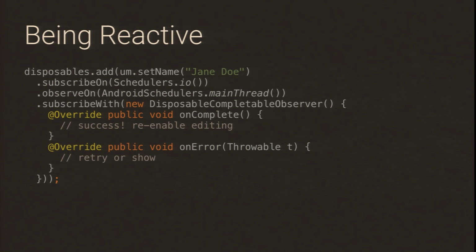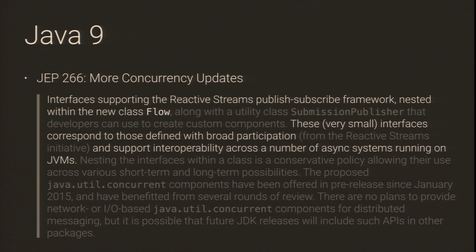leak the enclosing object. Okay, so I want to talk a little bit, really quickly, about Java 9. Java 9 has a JEP, which is actually complete, called More Concurrency Updates, JEP 266. And this is what it has to say that it's adding to Java.